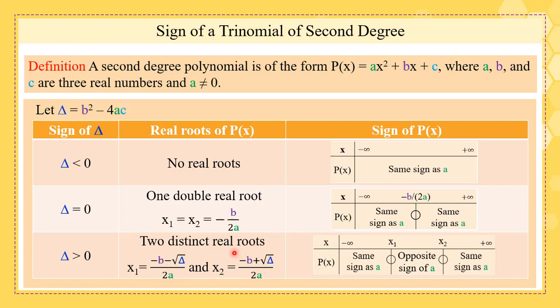Now, in case we have two distinct real roots, we're going to have two roots here. And to fill in the signs, we use same, opposite, same. So you see, in this case, we have same, same, same, same, same, but we just have an exception here, which is the opposite. And this exception happens in case delta is positive.